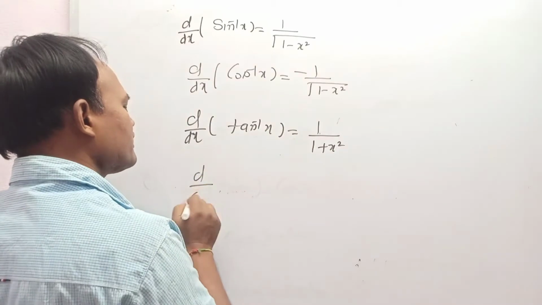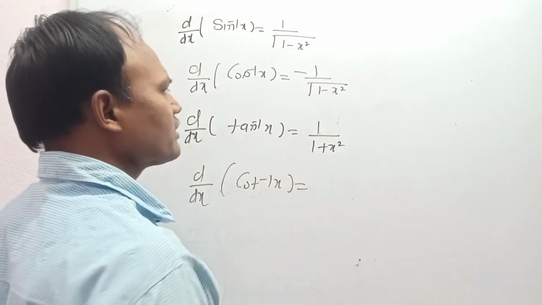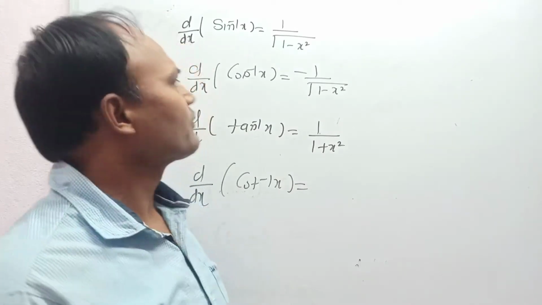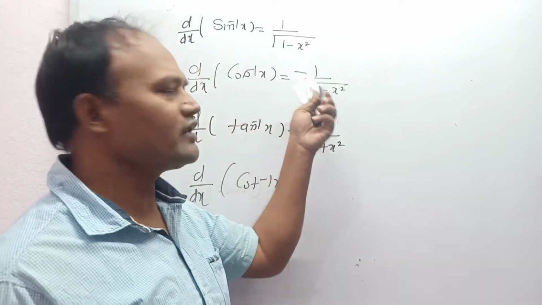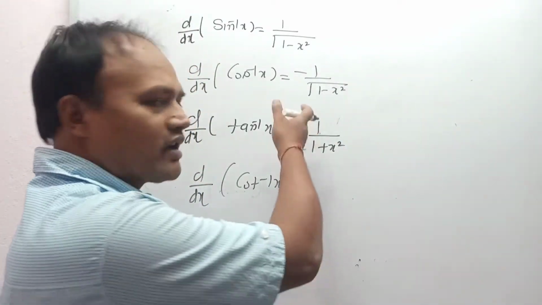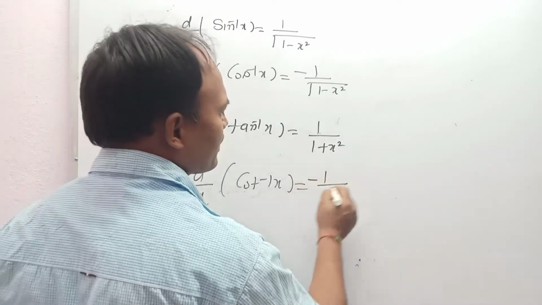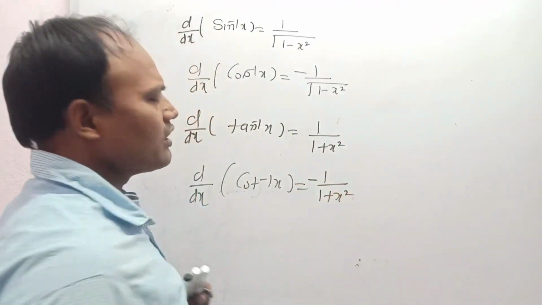Okay, now next one is d by dx of cot inverse x. So when we are saying about the cot inverse x, we can say that these formulas are having only difference of negative sign. Is it these are having also positive or negative sign? Yeah, you are right. So we can use here minus 1 upon 1 plus x square.